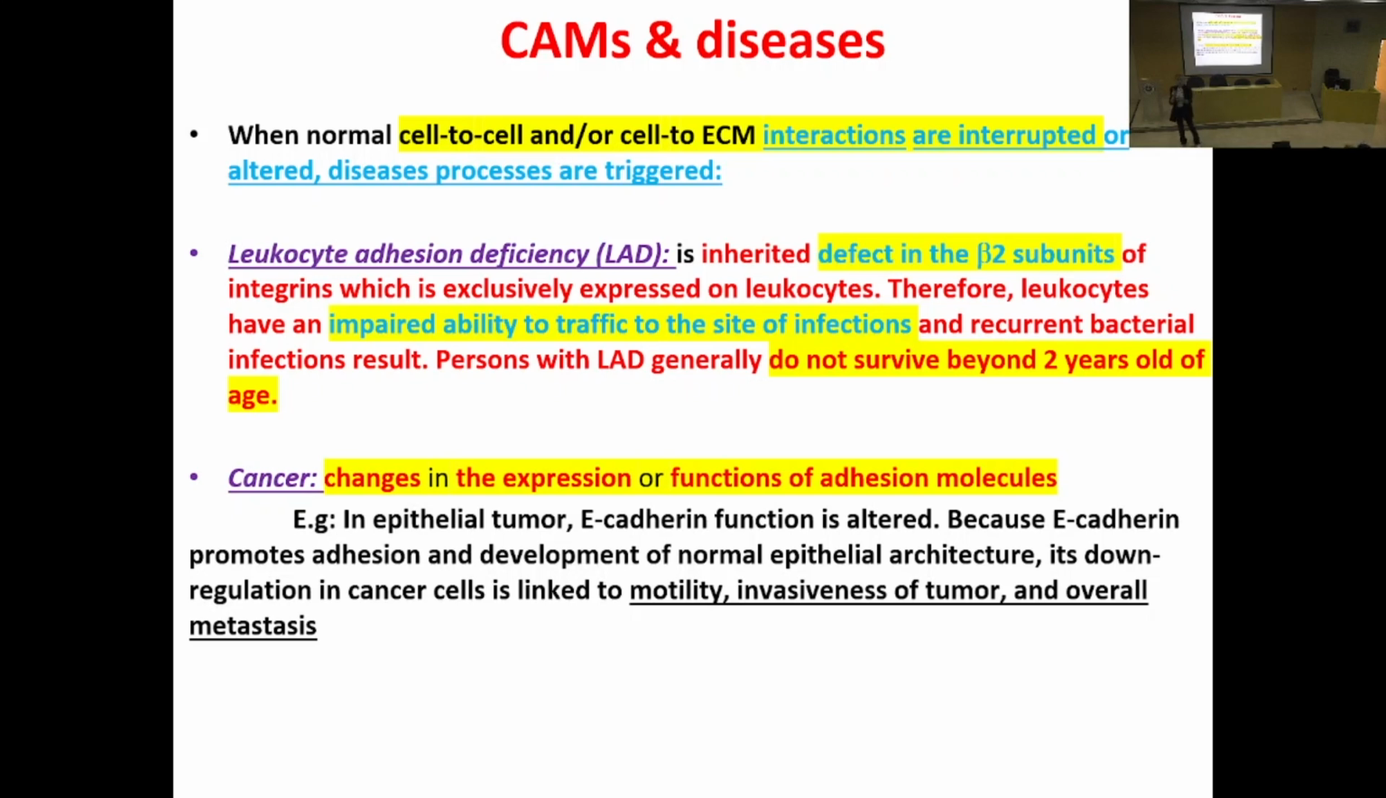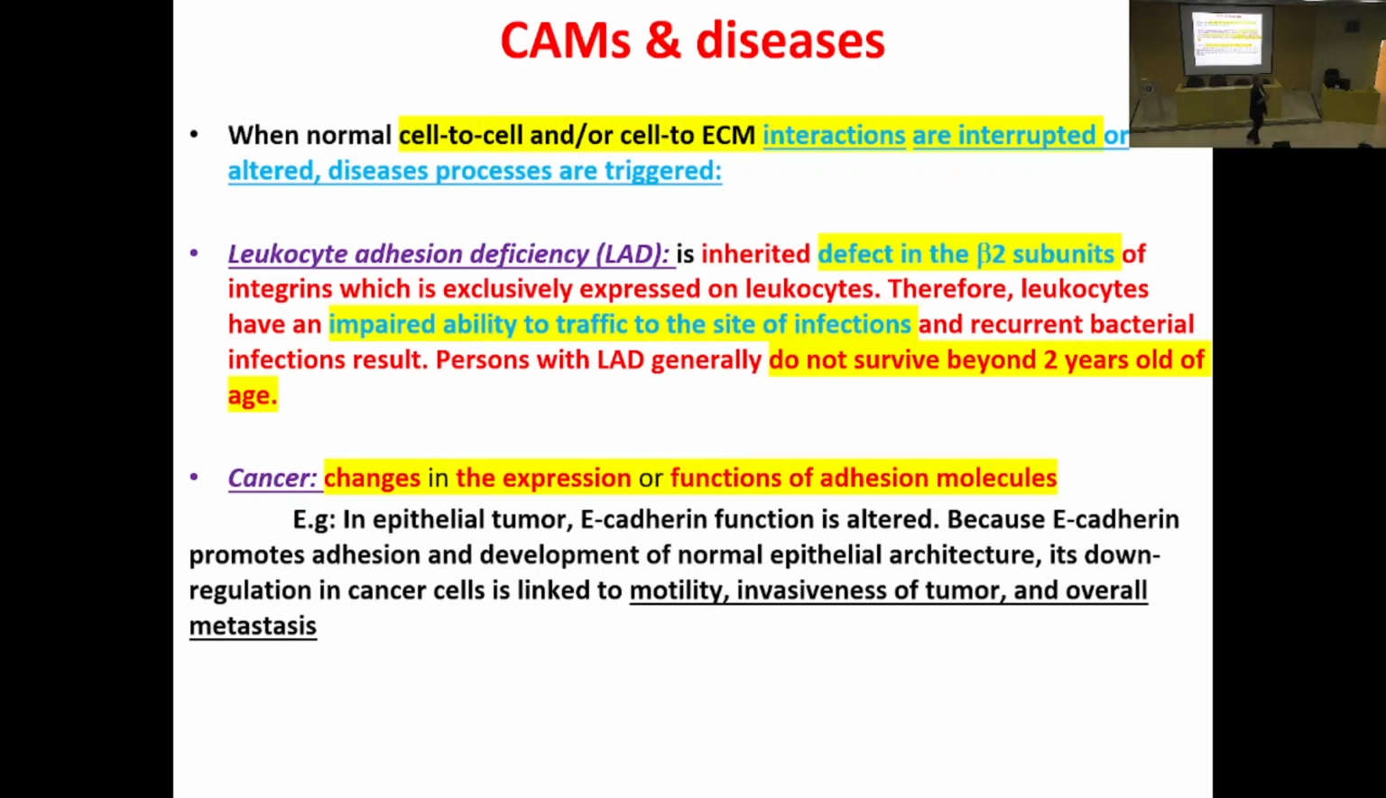So you remember I said to you that the beta 2 subunit is present only on leukocytes. All right. So if this beta 2 subunit is defective, is not present, is not working on the leukocyte, what will happen? These white blood cells, or lymphocytes or leukocytes, cannot move to the site of inflammation. They cannot migrate to the site of inflammation to fight the inflammation. Okay?